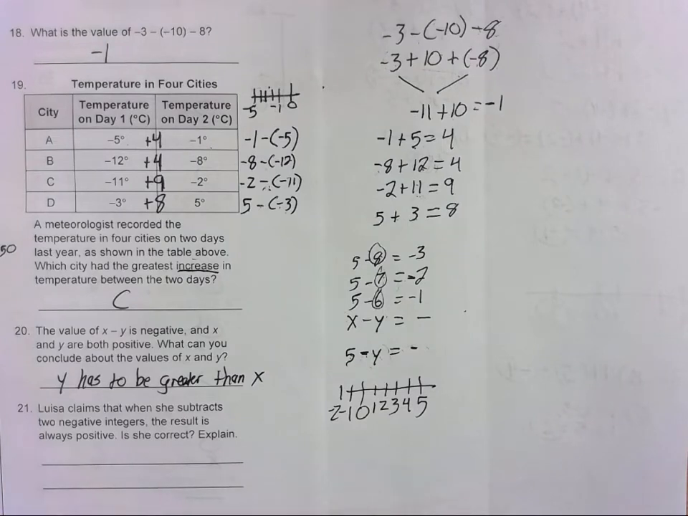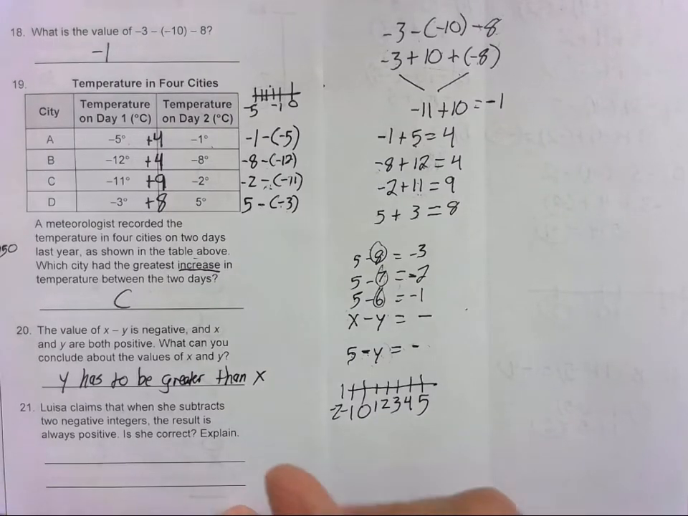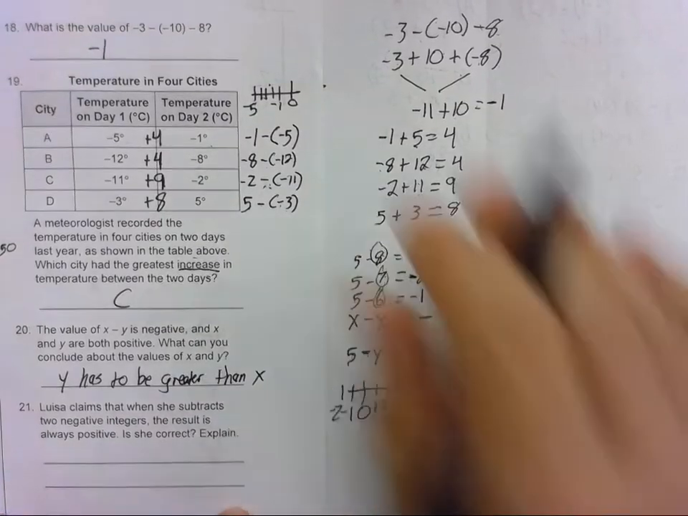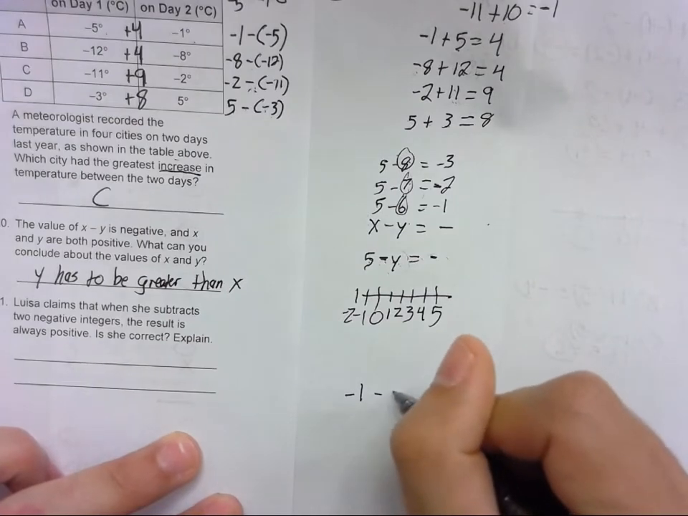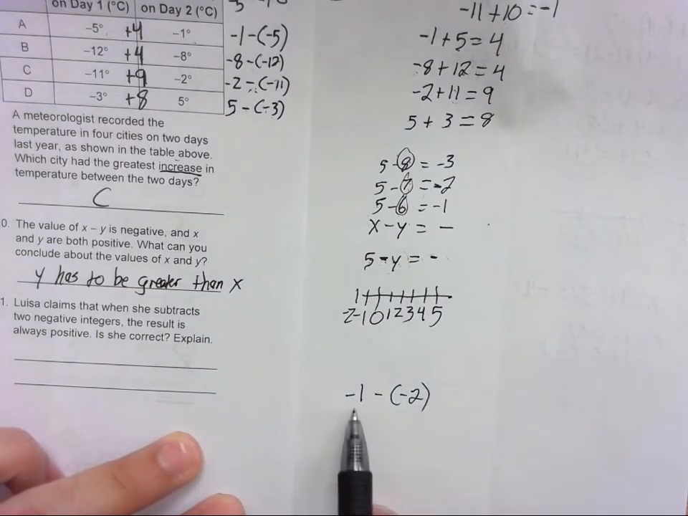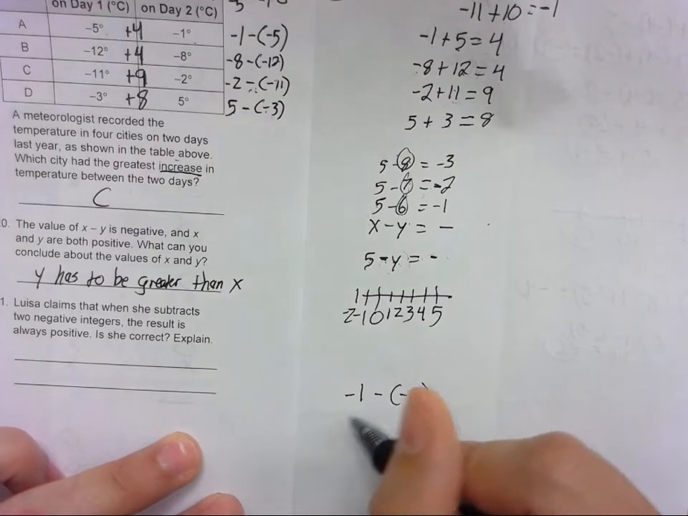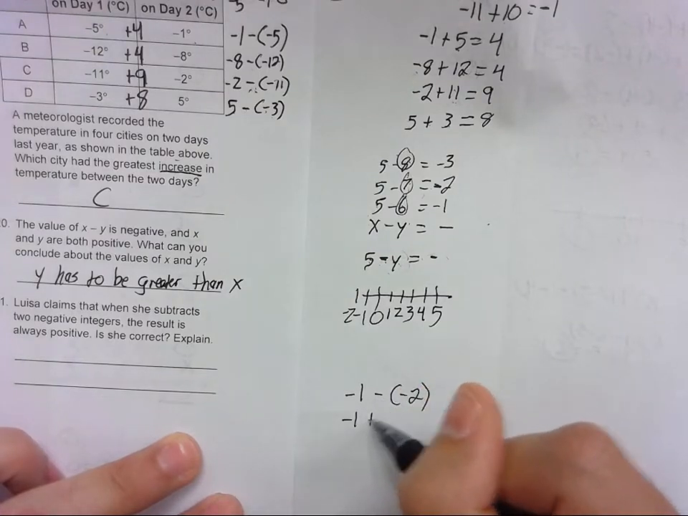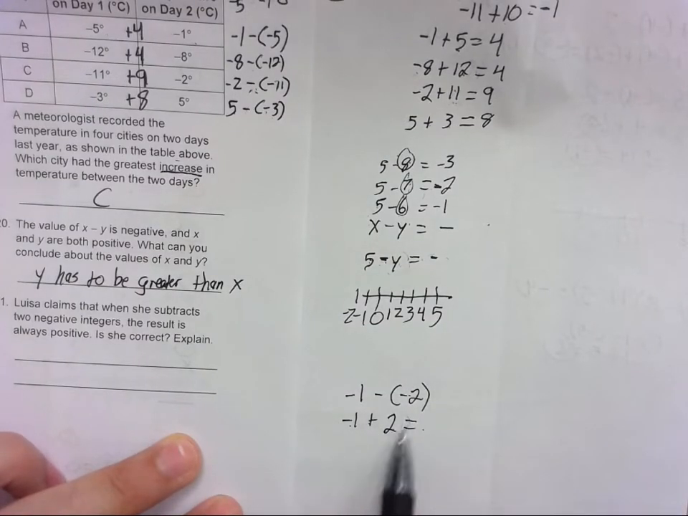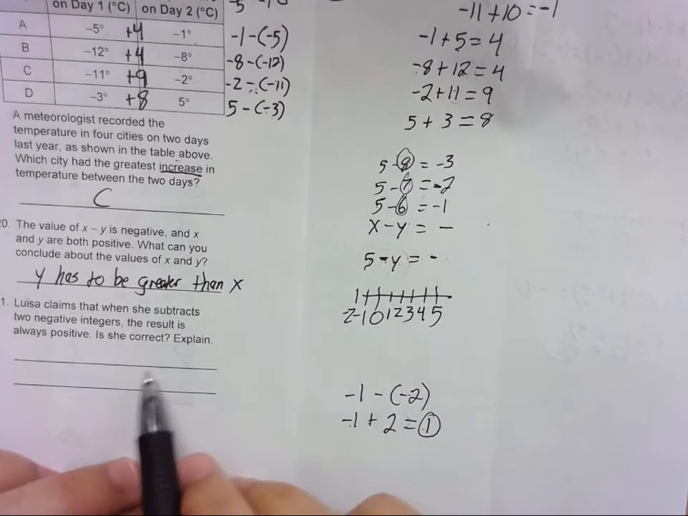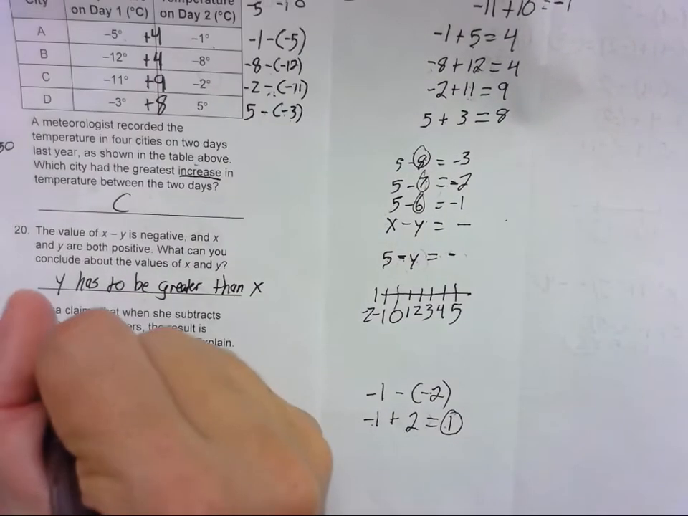All right, 21. Louisa claims that when she subtracts two negative integers, the result is always positive. Is she correct? All right, so she subtracts two negatives. So let's pick two negative numbers. Negative 1 minus negative 2. Okay? We don't subtract. We add the opposite. Negative 1 plus 2. Well, the 2 has a greater absolute value. So the answer is positive, and 2 minus 1 is 1. So, is she correct? No.